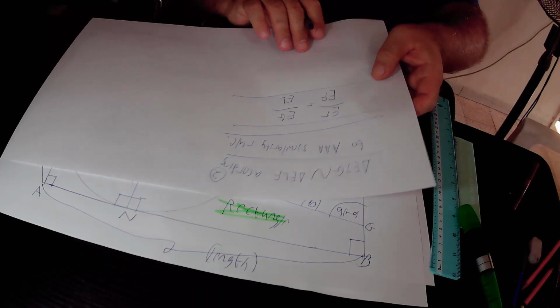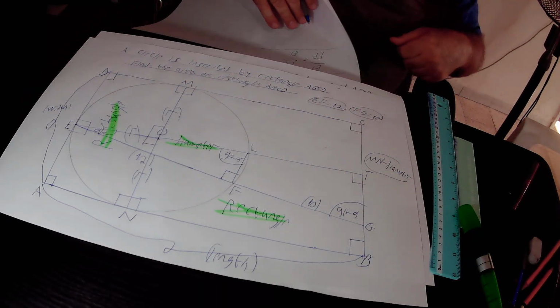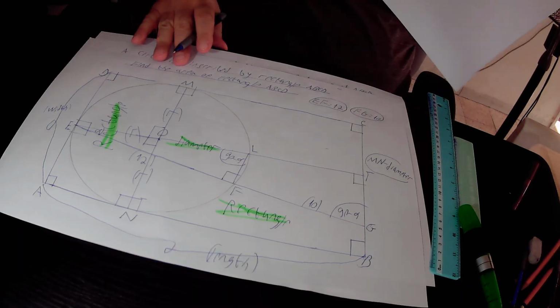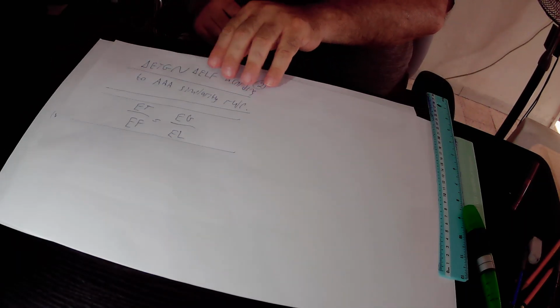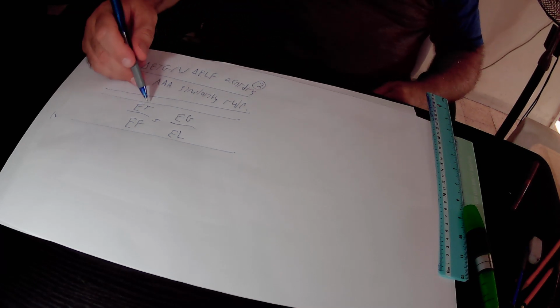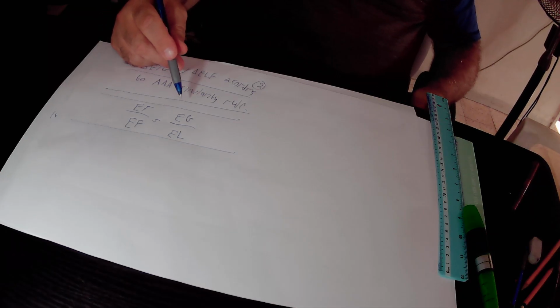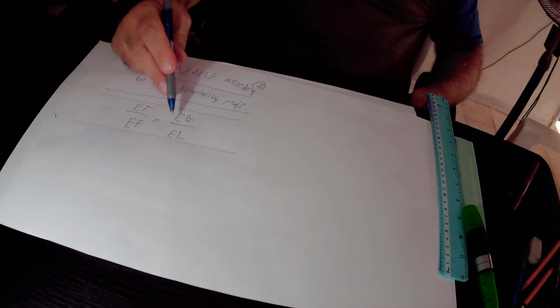So repeat again, from the fact that those two right triangles are similar to each other, we will derive that the following relationship exists between their sides. We will derive that side ET of the big right triangle ETG over side EF of the small right triangle ELF is equal to side EG of the big right triangle ETG over side EL of the small right triangle ELF.